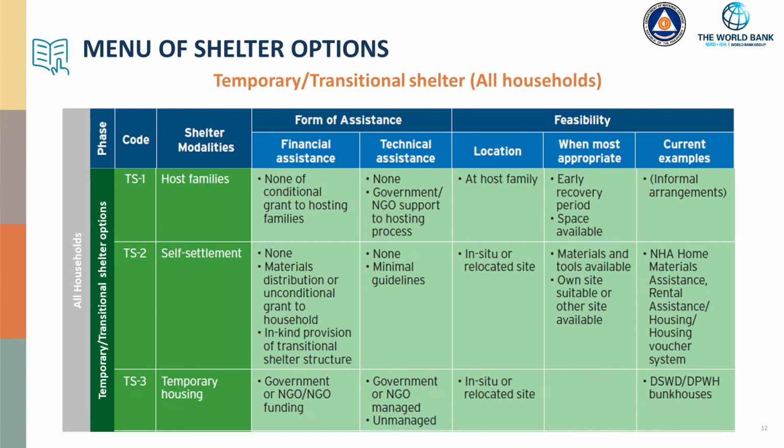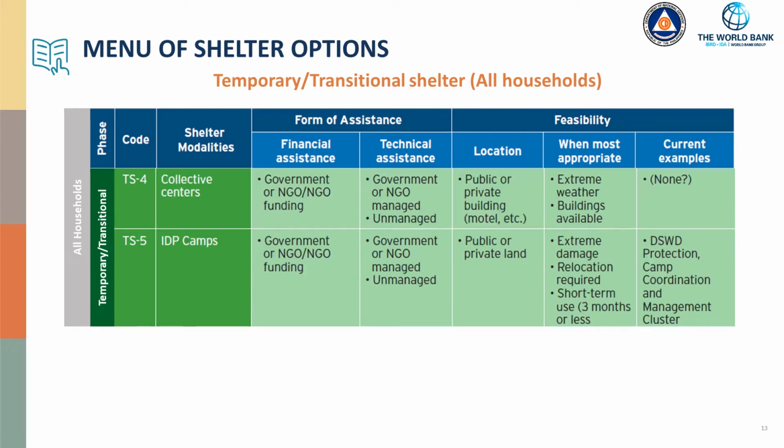Temporary shelter may include host families, self-settlement, or when families affected by disaster look for or build their own homes, temporary housing like bunk houses, collective centers such as hotels and unused private buildings, and camps for internally displaced people. This phase covers the gap between sheltering and return of affected households to their permanent dwellings. Temporary shelters are provided because often the provision of permanent shelters takes a long while, especially if it involves land acquisition or resettlement from high-risk areas.